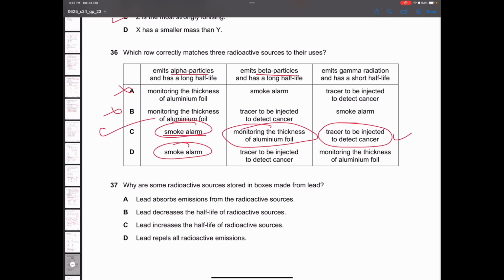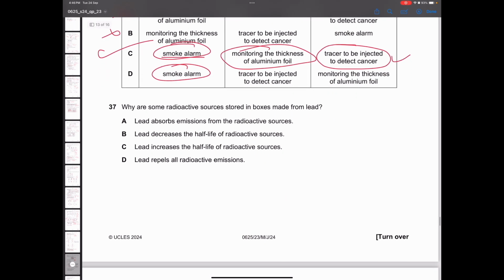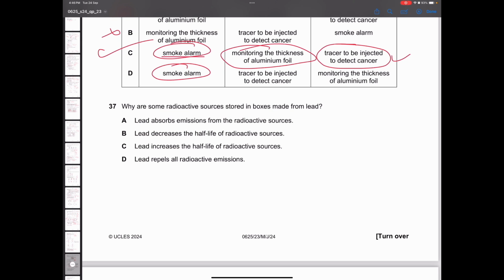Next question, they're asking, why are the radioactive sources stored in lead? Because lead does not allow the emissions to pass through. It absorbs all of them. So which option looks correct? Option A, lead does not decrease the half-life. Lead increases the half-life? No. Lead repels? No. Lead absorbs all of it. It is highly dense. Lead is highly dense. That is why it absorbs.